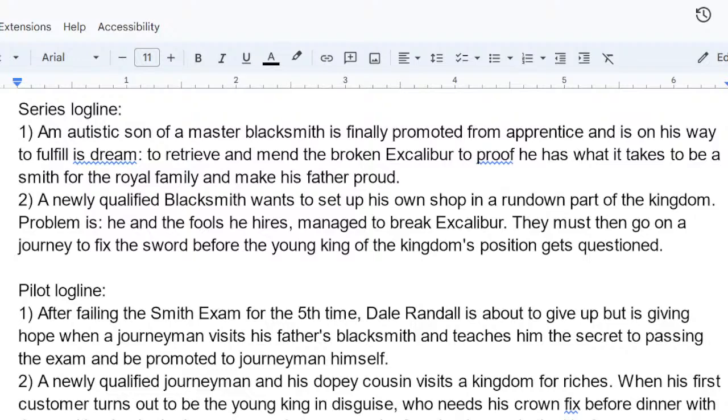Okay, they must go on a journey to fix the sword before the young king of the kingdom. We don't need to say king of the kingdom. Before the young king's position gets questioned. Meaning, what exactly? So it's like King Arthur, but without the sword. So his position gets questioned, like he's no longer in power, kind of thing.